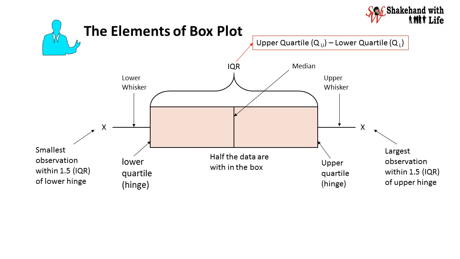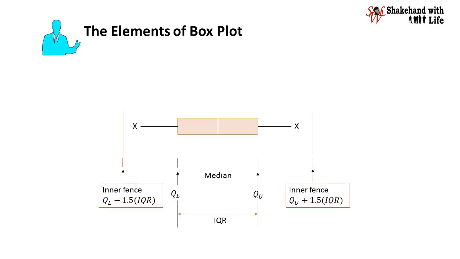Mathematically, IQR is equal to upper quartile QU minus lower quartile QL. Interquartile range means half the data are within the box. The points at a distance of 1.5 times the interquartile range above the upper quartile and below the lower quartile are inner fences.